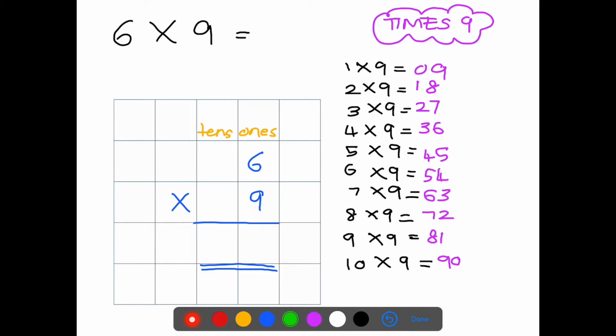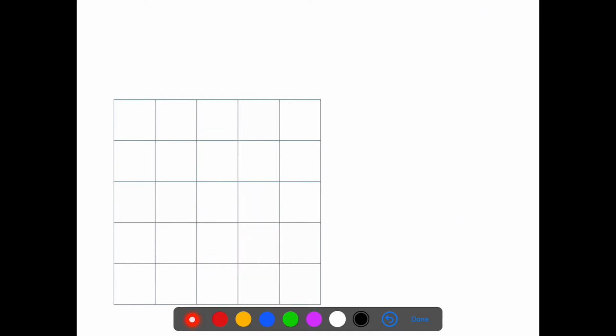As you can see, for 6 times 9 equals to 54. Take the answer and then transform it into the standard written method. Write 4 under the ones and then 5 under the tens. So 6 times with 9 equals to 54. Let's look at the next example. 10 times with 7 equals to how much?